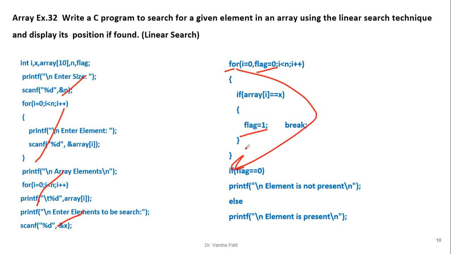After coming out of the for loop, if flag is 0, it will print element is not present, otherwise it will print element is present. So in this way we can do the linear search.